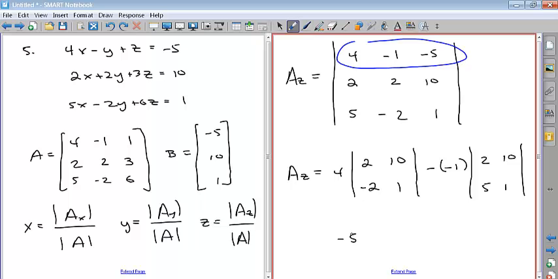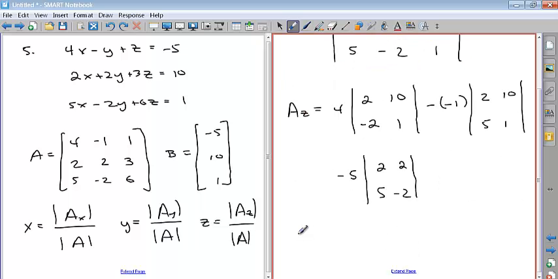Then you add negative 5, cross that out and that out. That leaves 2, 2, 5, negative 2. So we have 4 times, 2 times 1 is 2. We subtract a negative 10. So negative 2 times 10, actually, that's negative 20, as I look back on it. So 2 minus the negative 20. We have plus 1 from here, and you get 2 minus 50.